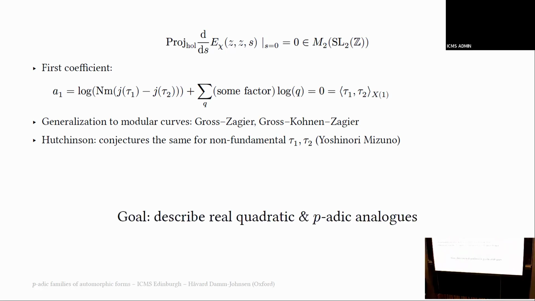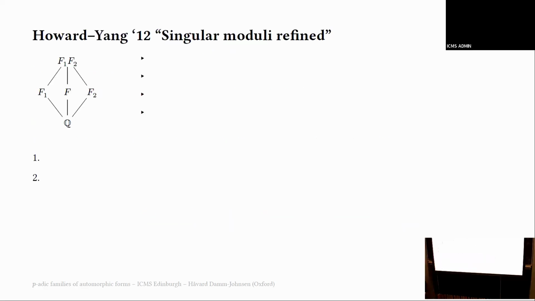So the goal for the next few minutes is to describe real quadratic and p-adic analogs of this derivative argument, this holomorphic projection, in a p-adic setting, where we replace the CM points with real quadratic fields. First I want to describe a reinterpretation of Gross and Zagier's result due to Howard and Yang. This is a really nice paper called Singular Moduli Refined, which I think appeared in 2012.